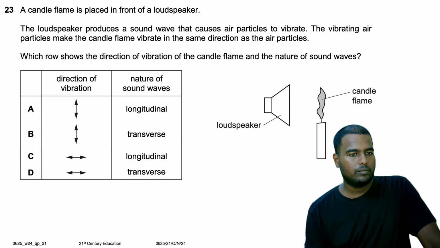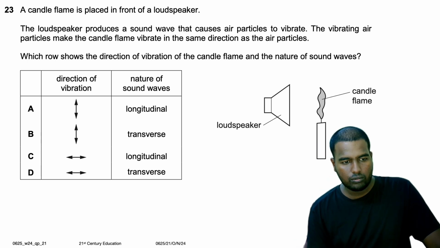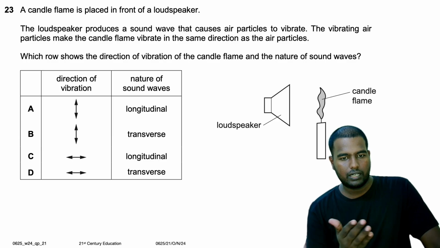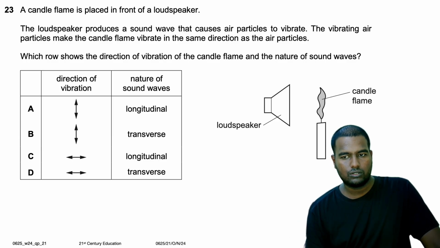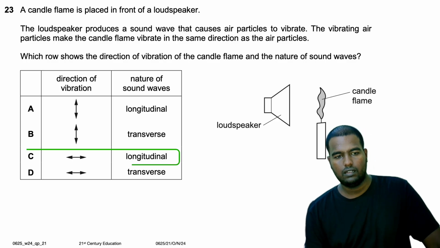A candle flame is placed in front of a loudspeaker. The loudspeaker produces a sound that causes air particles to vibrate. Vibrating air particles make the candle flame vibrate in the same direction. Which shows the direction of vibration of the candle flame and the nature of the sound waves? Okay, so it's a sound wave. So it's a longitudinal wave, and they have already given that the particles oscillate in the direction of propagation. So it's horizontal, left and right, and longitudinal. Option C.